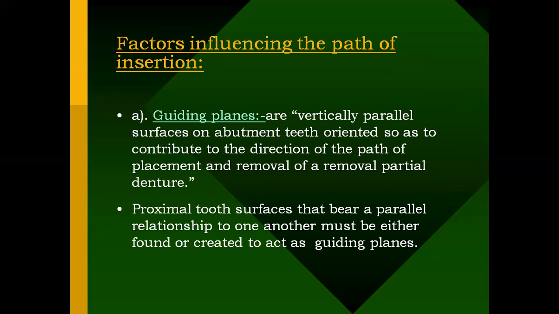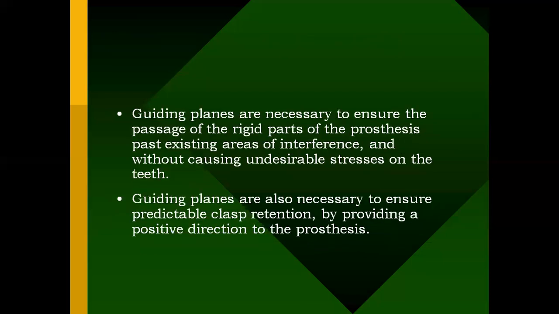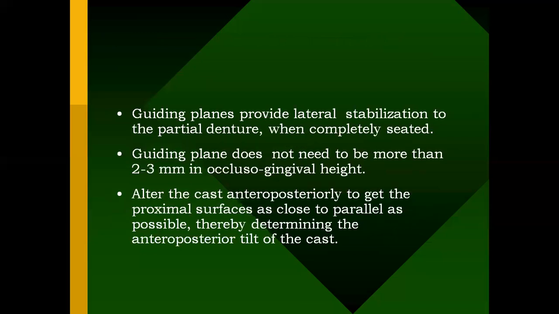Proximal tooth surfaces that bear a parallel relationship to one another must be either found or created to act as guiding planes. Guiding planes are necessary to ensure the passage of the rigid parts of the prosthesis past existing areas of interference and without causing undesirable stresses on the teeth. Guiding planes are also necessary to ensure predictable clasp retention by providing a positive direction to the prosthesis.